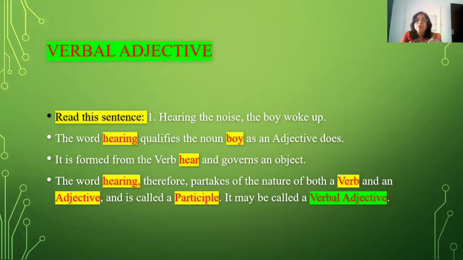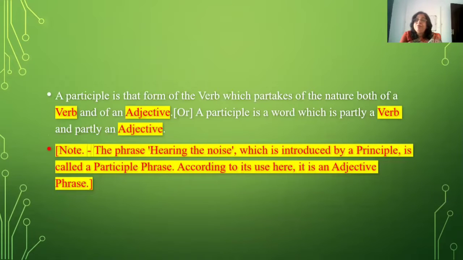So have you understood what is a verbal adjective? A verbal adjective is actually a verb which partakes of the nature of a verb and an adjective also, and is called a participle. The other name of this participle is verbal adjective because it partakes of the nature of both verb and adjective. A participle is that form of a verb which partakes of the nature both of a verb and of an adjective. Or in simpler words, a participle is a word which is partly a verb and partly an adjective. That is why it is also called a verbal adjective.